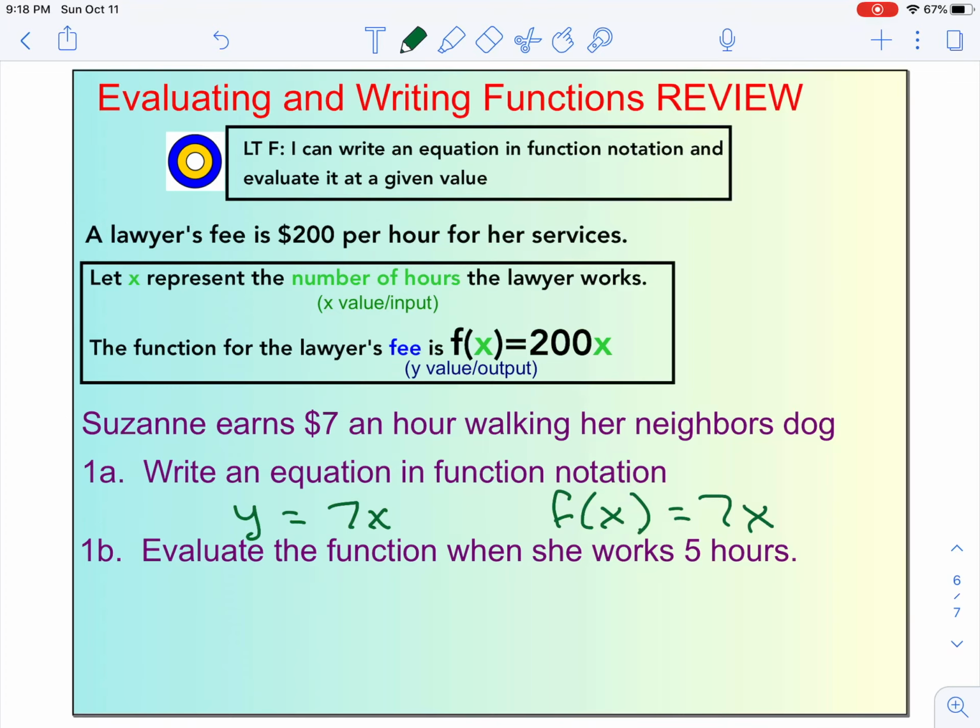And then evaluate it when she works for 5 hours. That's f of 5. So that equals 7 times 5, which is 35. So she would earn $35.